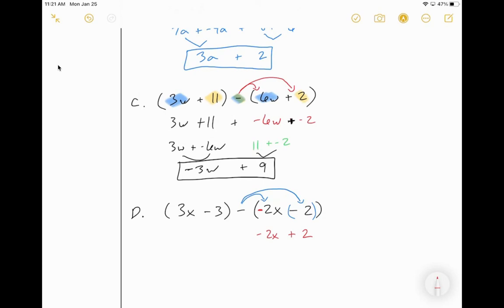This one stays the same. Nothing happened to the first one. This minus became a plus.